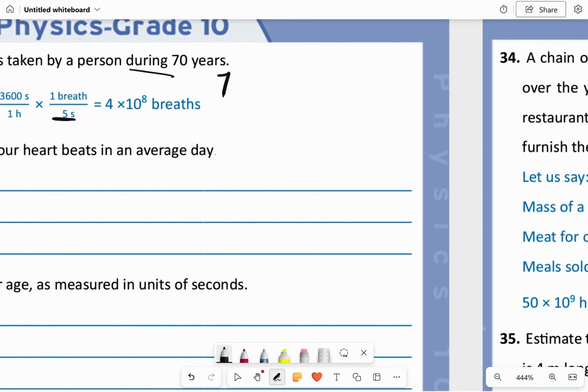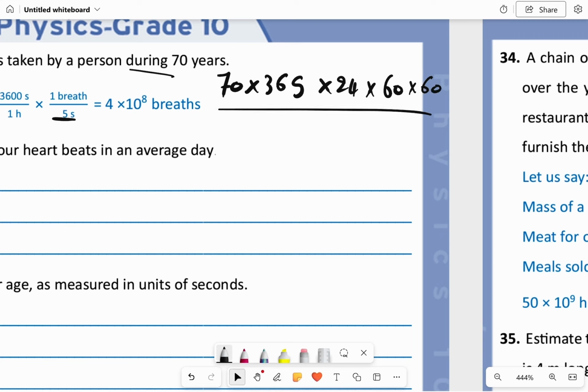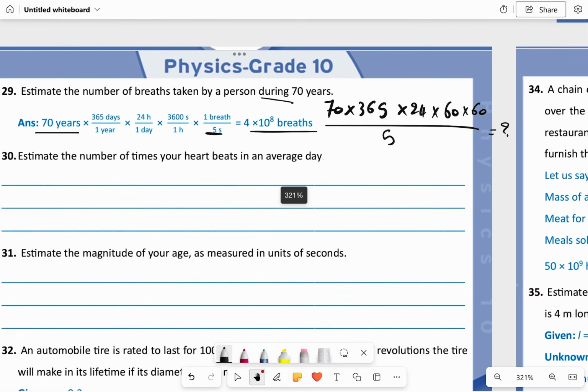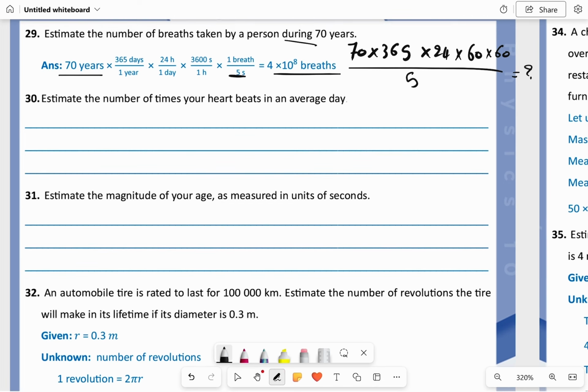You can say 70 years multiplied by 365 days multiplied by 24 hours multiplied by 60 minutes multiplied by 60 seconds, and we said that in 5 seconds he only takes one breath, so divided by 5, and you will get the number of breaths he takes during his lifetime, which is 70 years.